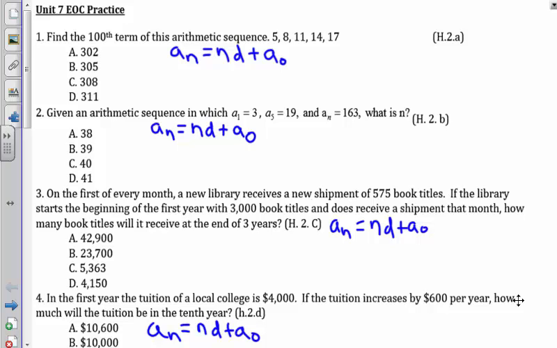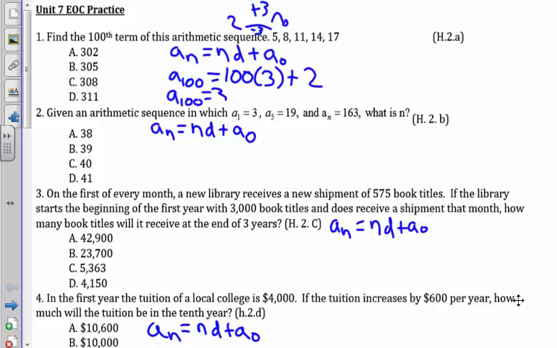So find the 100th term of this arithmetic sequence. So we look at this. We see the common difference here is 3. So D is 3. So now we know D. N, well, we need to find the 100th term. So N is 100. And the 0 term means we got to go backwards. So if we subtract 3 from 5, we end up with 2. So there's our 0 term. So the 100th term is equal to 100 times 3 plus 2. So now we work that out. We get a sub 100 equals 302.